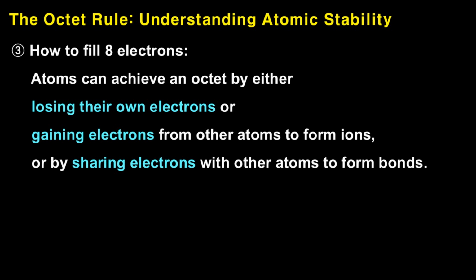So then how do atoms actually achieve an octet? Well, there are 3 main ways they can do it. They can lose electrons, gain electrons from another atom, or share electrons with other atoms. Each method helps them reach that stable, full outer shell.